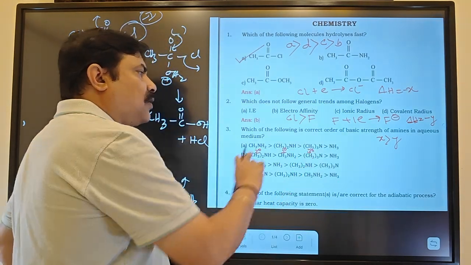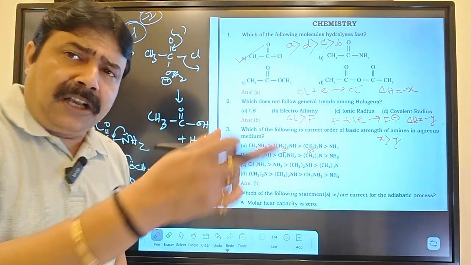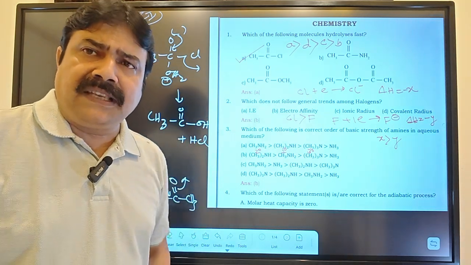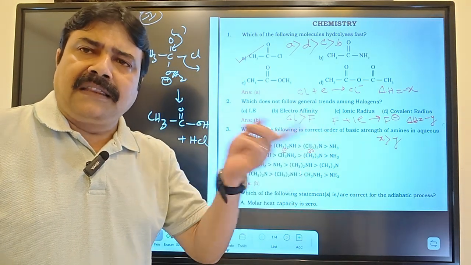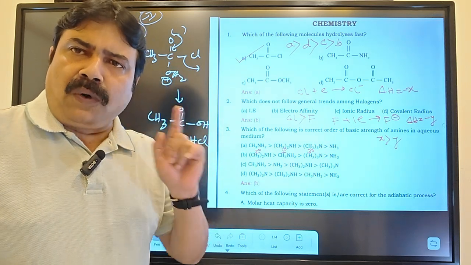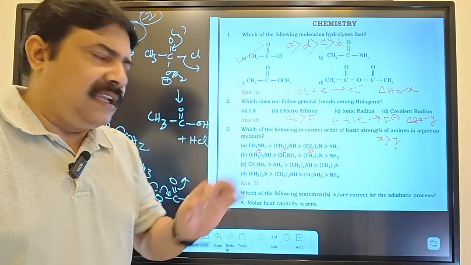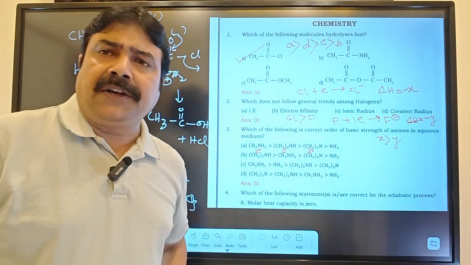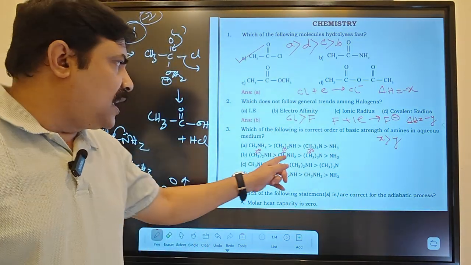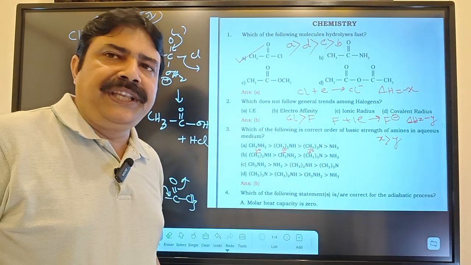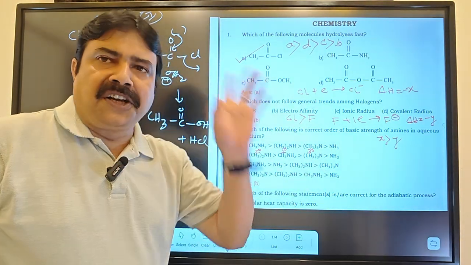So now, what is the degree of an amine? The degree of the nitrogen is the degree of the amine. If NH2 is there with an alkyl group, that is a primary amine. If only NH is there, secondary amine. If only N is there, 3 degree amine. So that's why the degree of the nitrogen is the degree of the amine. You look, NH2 is there, 1 degree amine; NH is there, 2 degree amine; N is there, 3 degree amine.